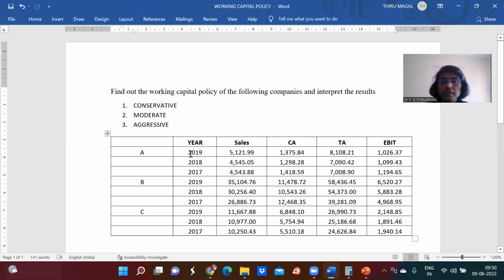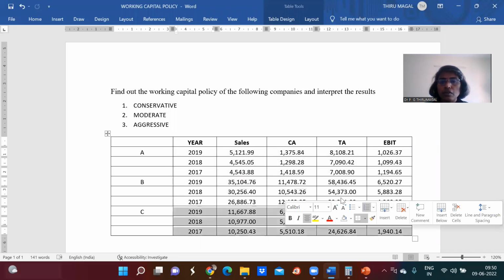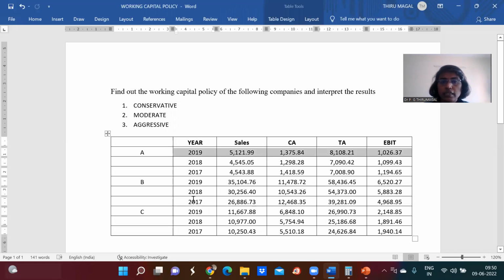And for each company, 3 years of data is given, from 2019 to 2017. Similarly for company B, 2019 to 2017, and similarly for company C, all the 3 years of data. Now, what we have to do is take it year-wise. For example, for 2019, let us take all the companies' data and check what type of working capital policy or current asset policy that particular company follows.